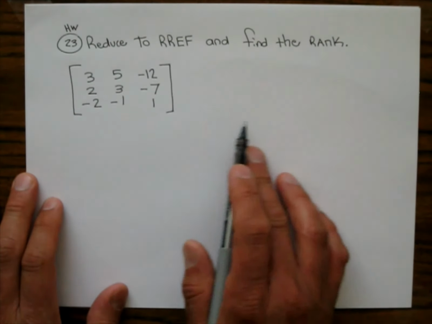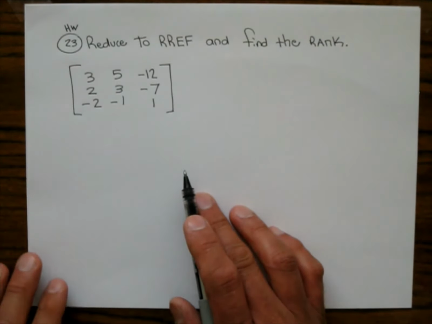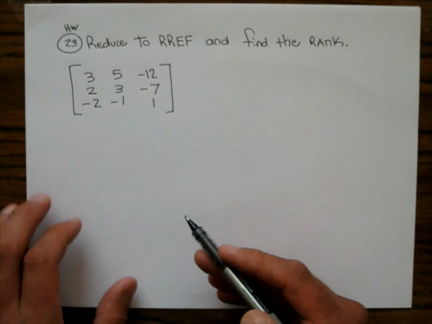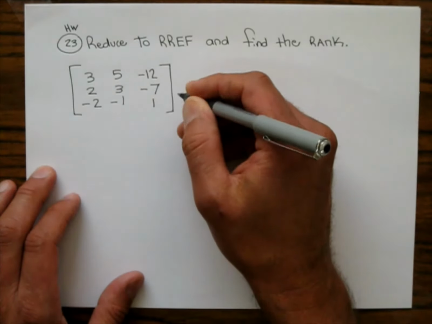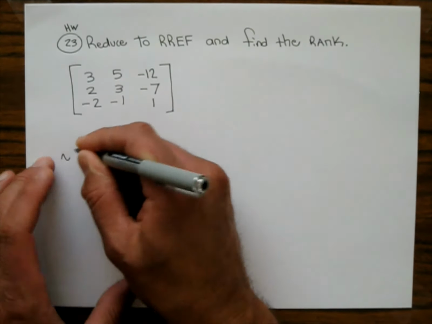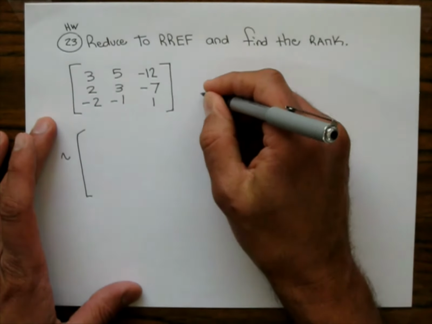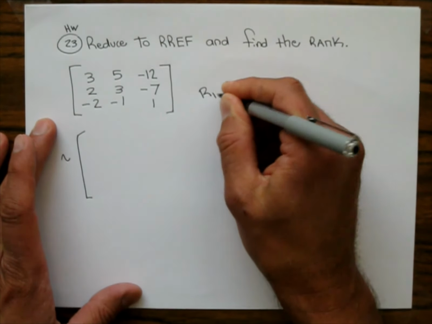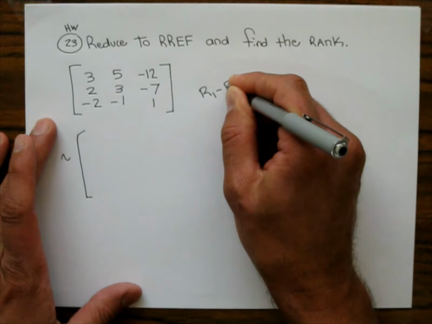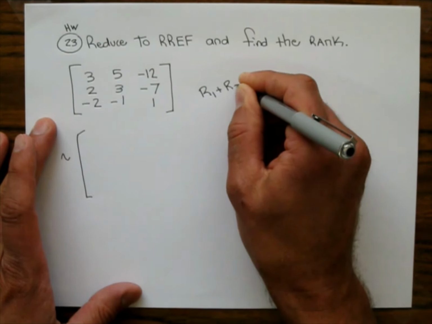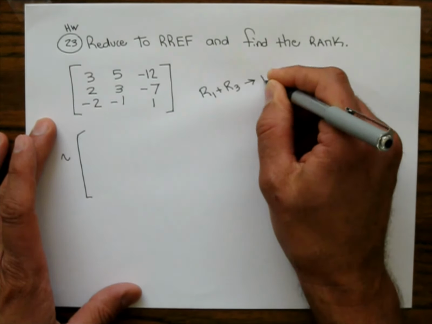When I do this problem, I'm not going to write down my machine language, and we'll just see how it goes. Maybe I'll end up writing down the machine language. I don't know, so why not? Row 1 plus row 3 gives me the new row 1.